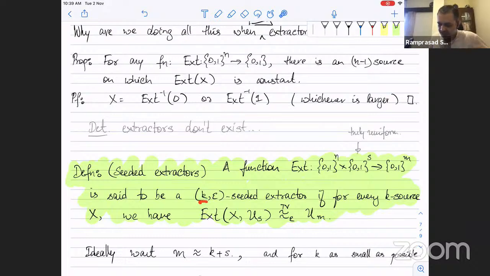And hopefully it works for k being very small also. Even if you just promise to me that, look, I have a really, really weak source, where the min entropy present in the source is quite bad, but irrespective of that, can you still extract randomness? Hopefully we should still be able to extract that randomness. And of course, we would want this to be efficient.